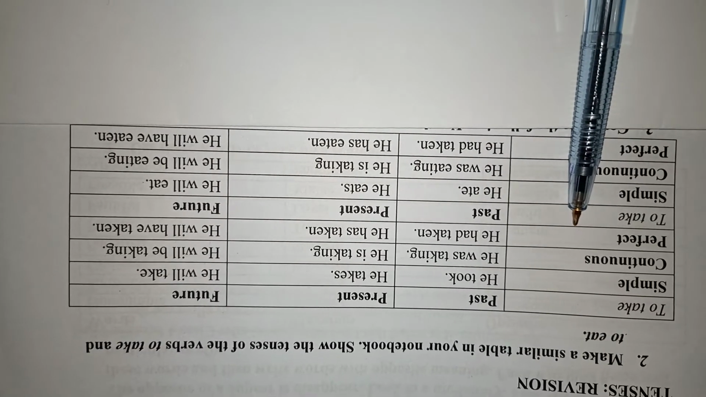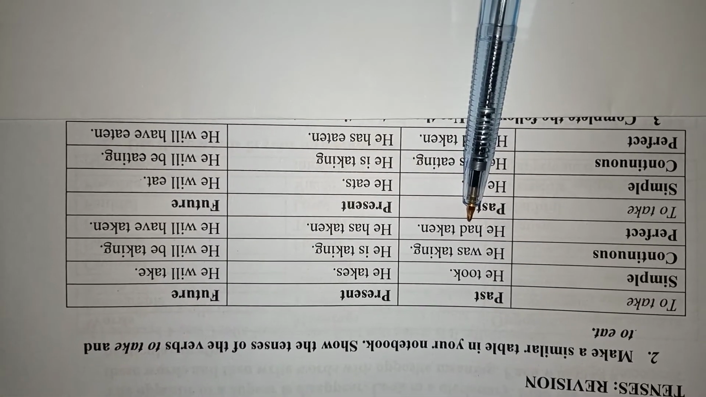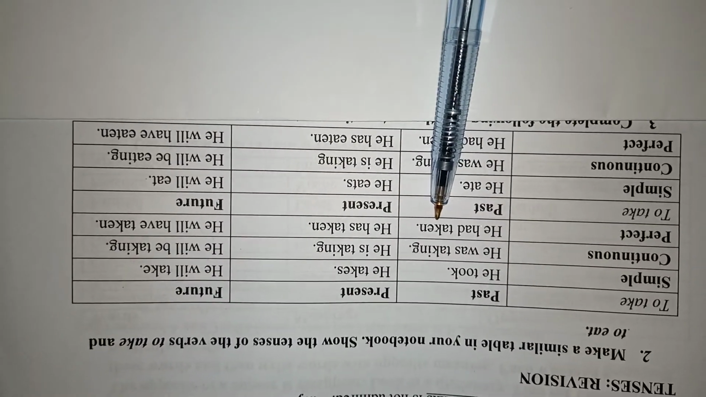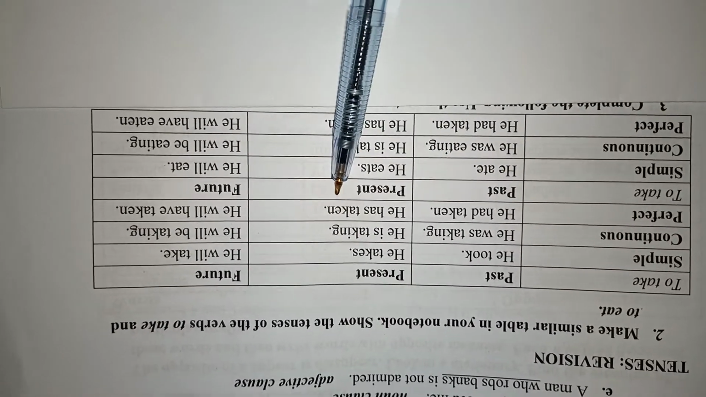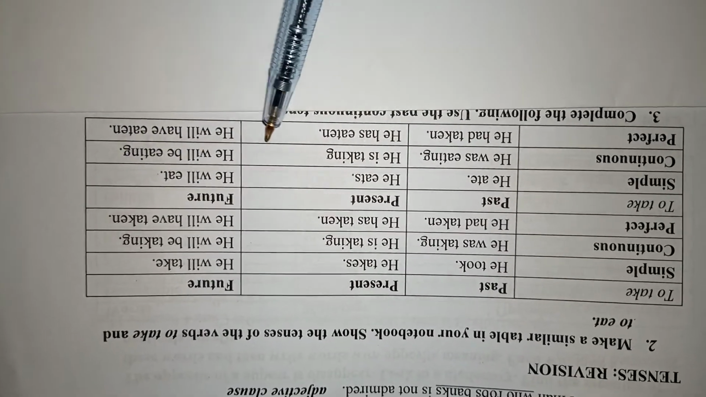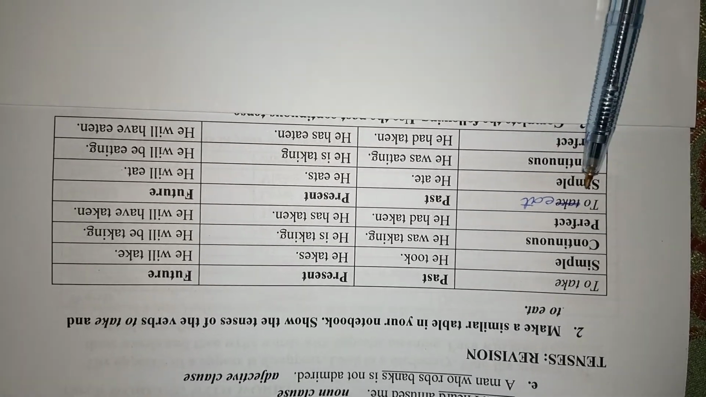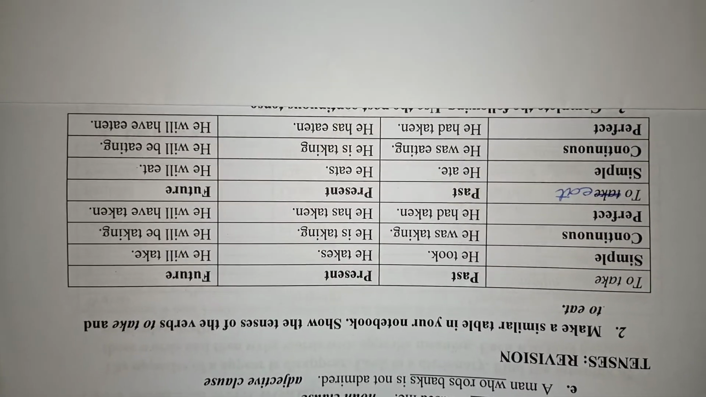In the past perfect tense, he had taken. Had is our helping verb here, and the third form of the verb is used. He has taken. He will have taken. And it's the same in the case of the second verb, which is to eat. You can notice on your own. So the revision is done.